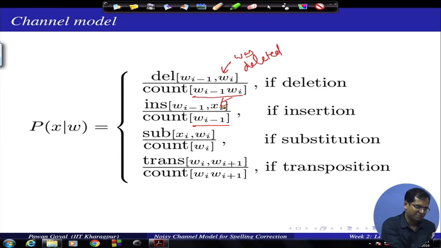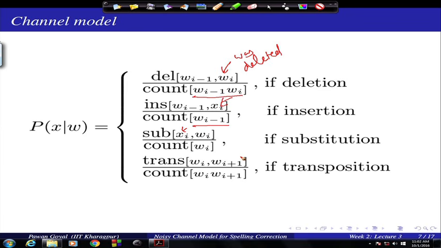Similarly substitution: how many times w_i occurs in my corpus, among those how many times it was substituted with x_i. Same thing you will do for transposition: how many times these two characters occur together, among those what fraction of times they were transposed. So that means you need two corpora, one where people have made mistakes, and another, the same corpus that has been corrected. And then you can compute all these probabilities.